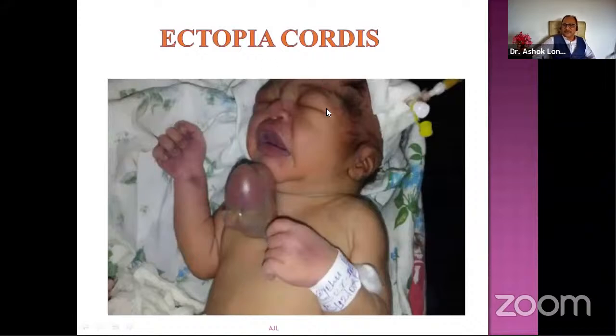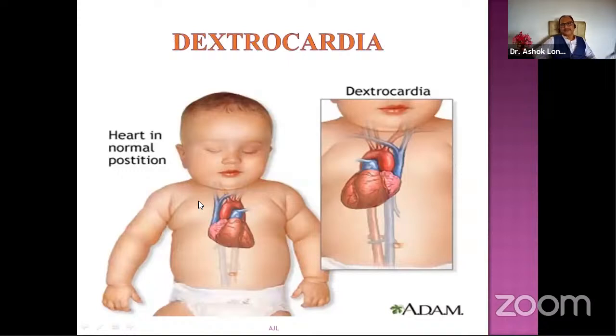But now many modalities and surgical procedures, high-tech surgeries, can save the baby. It's very possible. Now you know this dextro, which is opposite to sinister. Sinister is left, so dextro means right. So this is dextrocardia. Now, this is the normal position of the heart.